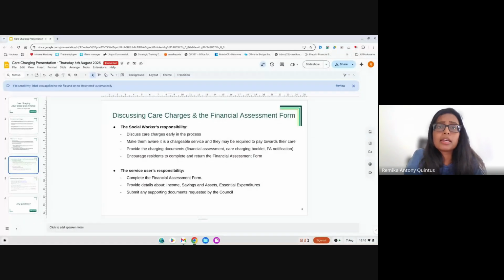But this could mean they're charged more than they need to pay under the council's current policy. So that's why it's really important that if they are in receipt of a chargeable service, they complete and return the financial assessment form, so that we can make sure that we've got the correct financial information and that the person has been asked to contribute based on what they can afford to pay.